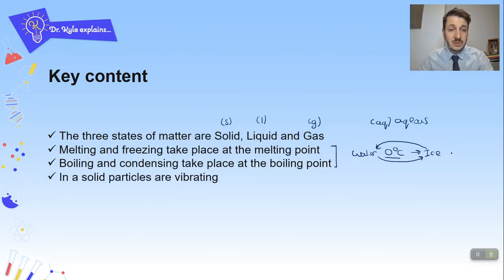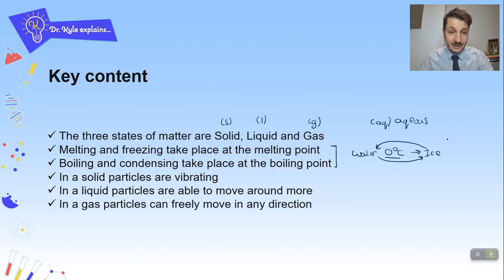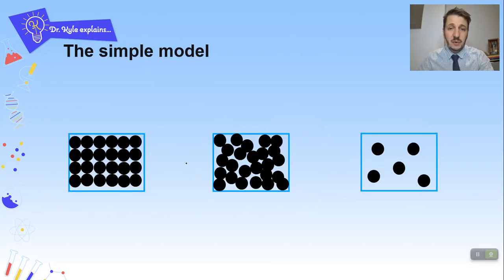Okay, so in a solid, particles are vibrating. In a liquid, particles are able to move around more. And in a gas, particles can freely move in any direction. So here I've got three diagrams to show you. So I've got a solid, a liquid, and my gas. And this is known as a simple model. We often draw these out to represent the solid, liquids, and gases.